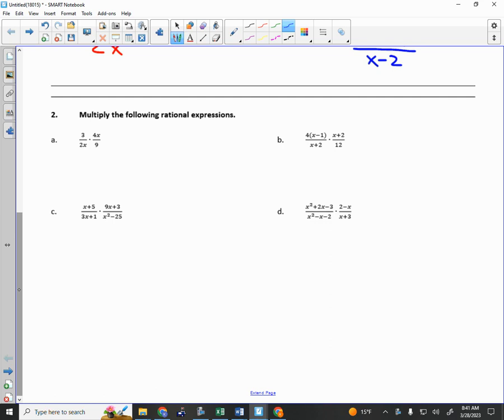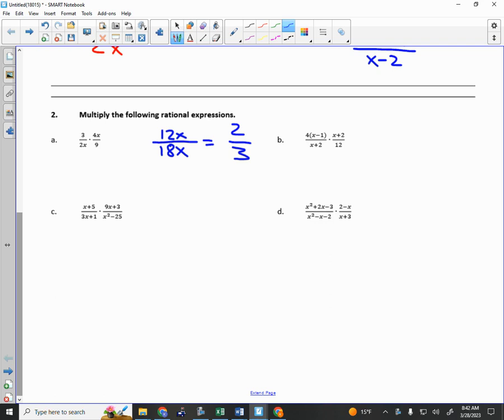I want to know from you, because there's two ways to do this next one, which way you prefer. The first way to do it is to multiply straight across. And when you multiply straight across, you get 12x over 18x. 12 and 18 are both divisible by 3. So if you divide by 3, you get, actually they're both divisible by 6, aren't they? So I'll divide by 6 and I get 2 over 3, and notice how the x's cancel. That's the first way to do it.